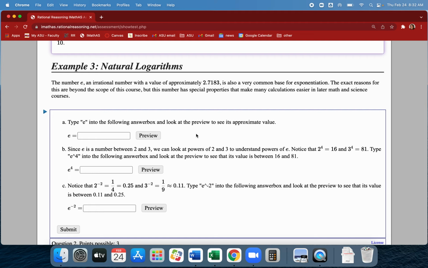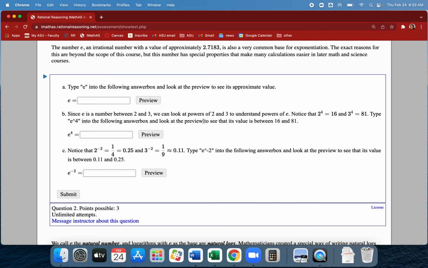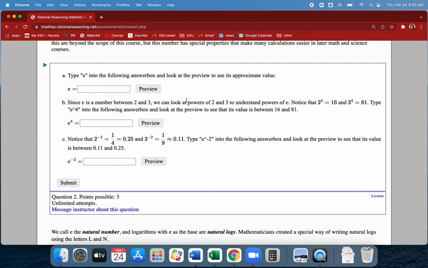So E is kind of cool. It's useful in calculus because of certain properties related to rate of change like that. It's otherwise not very easy to work with, but it's got its own button on a calculator, well, natural log, and E is also on there.